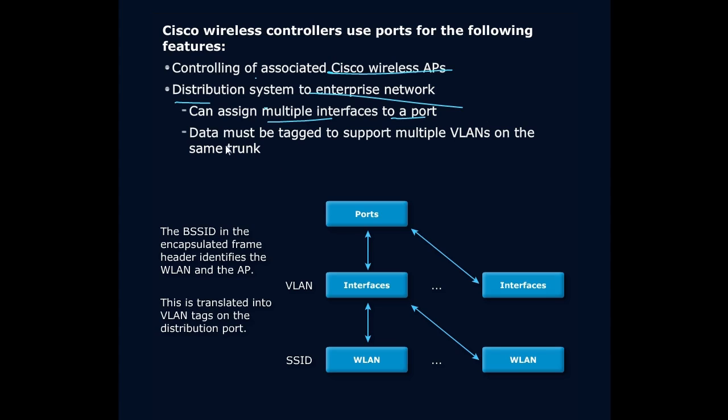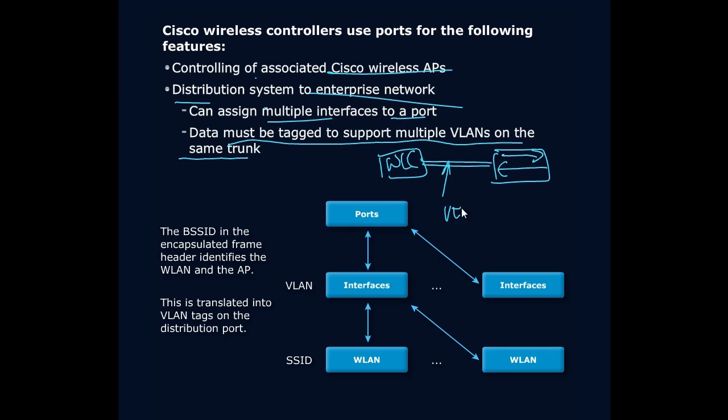Data must be tagged to support multiple VLANs on the same trunk. So whatever VLANs we're using, it has to be allowed on the trunk that we're using. So from our wireless LAN controller to whatever switch we're connected to, there has to be a trunk here. And this trunk, or multiple trunks, have to support the VLANs that are associated with our wireless environment. Whatever wireless LAN is tagged to whatever VLAN, that has to be supported.